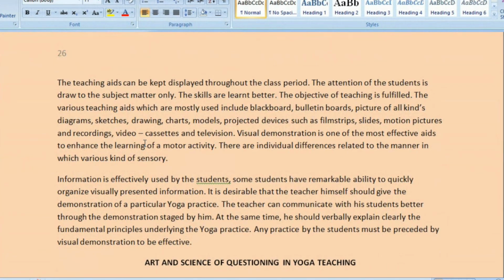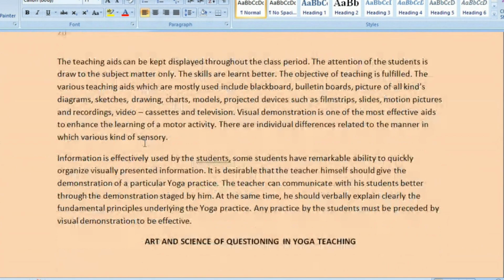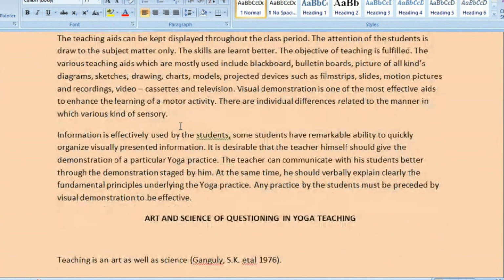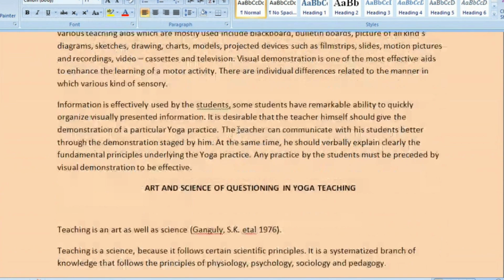The various teaching aids which are mostly used include blackboard, bulletin board, pictures of all kinds, diagrams, sketches, drawings, charts, models, projected devices such as film strips, slides, motion pictures and recordings, videos, cassettes, and television. Visual demonstration is one of the most effective aids to enhance the learning of motor activity.